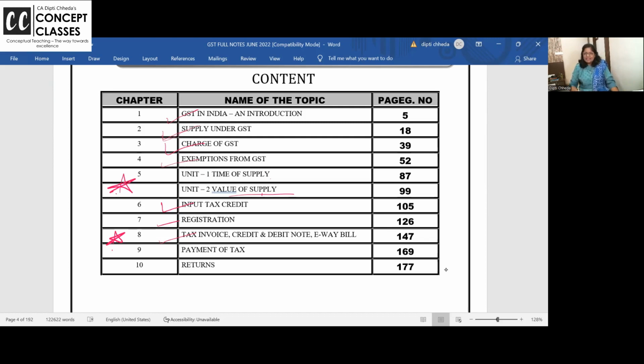Payment of taxes. How do you pay your taxes? And the last one is returns. GSTR1, GSTR3B. What are the monthly, quarterly, yearly returns which the registered dealer should file? And ma'am, if I am a non-resident, just once, but the return still has to be filed.